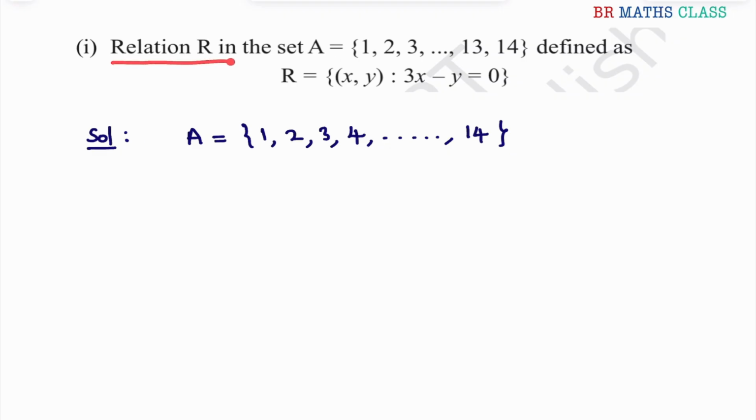You observe R is a relation on the set A. That means R is a relation on A. It means that R is a relation from A to A. This point is also important. You write that point.